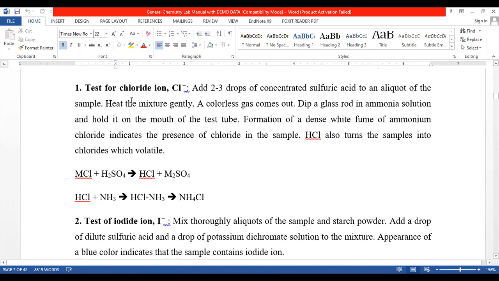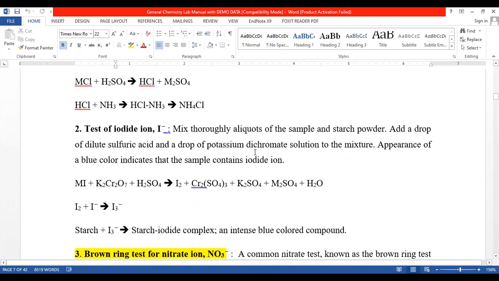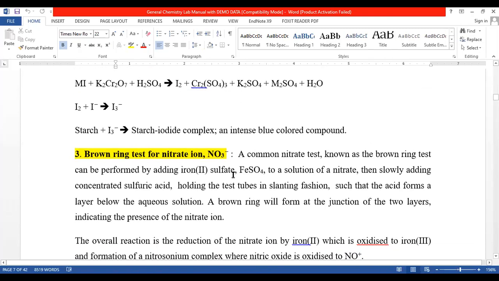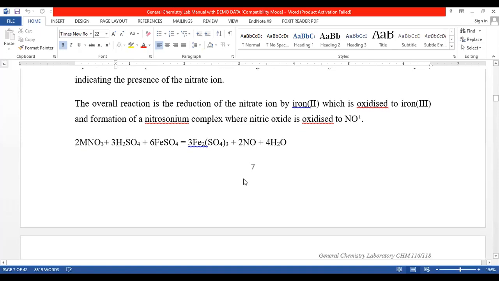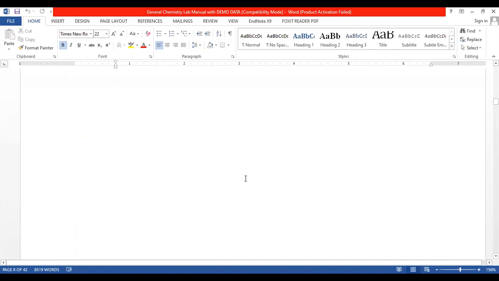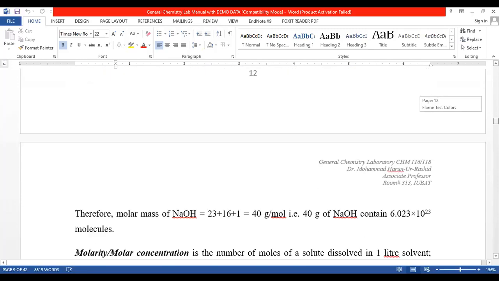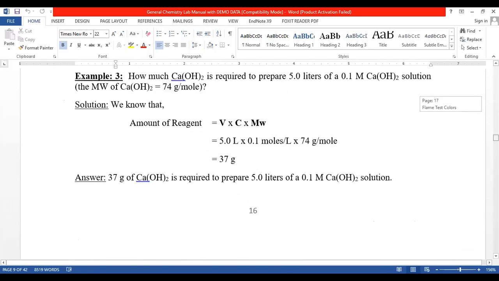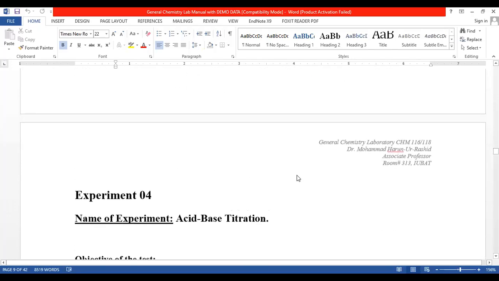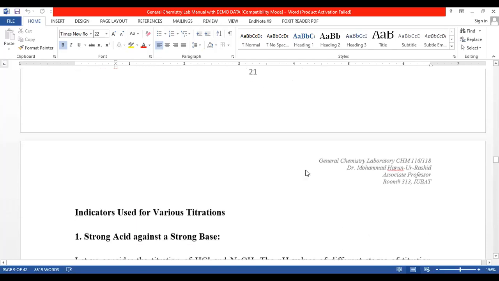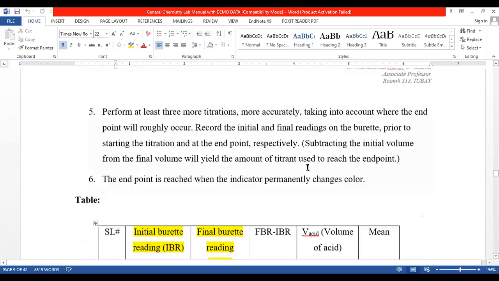And we have done the test for chloride and the test for iodide. You can follow the process as it is, because when you carry out the experiment in the laboratory, we will do the same procedure. So you can write it for the lab report, directly following this manual. So the identification of anion is done, then we will go for the determination of heat of solution.